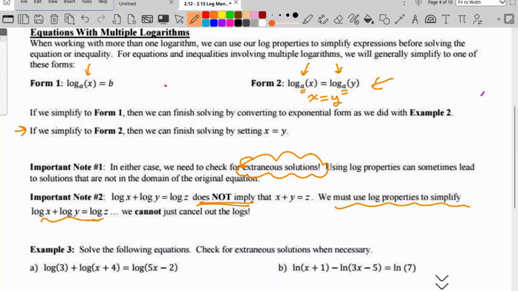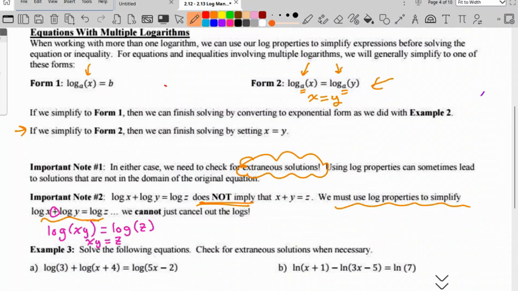Now, what could we do with the log properties here? What's actually true here? What is the sum of these logs? That's the log of their product, the log of their product equals the log of z. And now, what can you tell me? That's right. Now we can drop the logs and say if the log of xy equals the log of z, then xy must equal z.